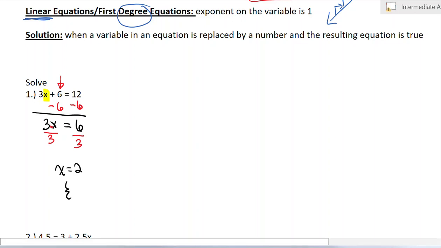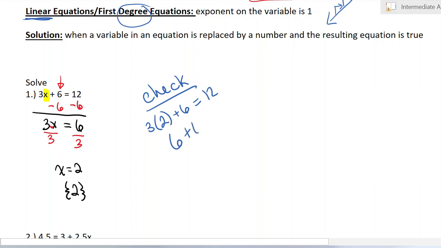Now, we can write it in set notation. Okay, our solution set is 2. What I do want you to do is a check. Put it back in for the x value. Make sure it's correct. So 6 plus 6, that equals 12. 12 equals 12, that is true. So basically, you should be able to go through a test or a quiz and feel confident that you got every single question correct.